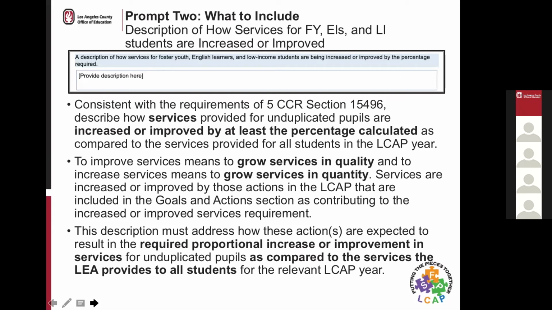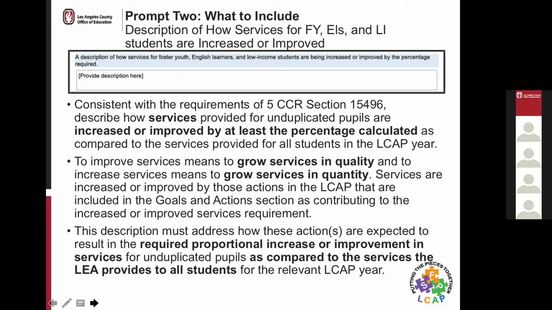Below prompt number 2, you can see the instructions, and bolded in the instructions are some of the key ideas. This prompt applies to all actions the LEA identifies as contributing in their LCAP. Key to this requirement is that the description explains how these actions taken collectively are increasing the quantity of service and/or improving the quality of service for the LEA's unduplicated students as compared to what the LEA is providing for all students.